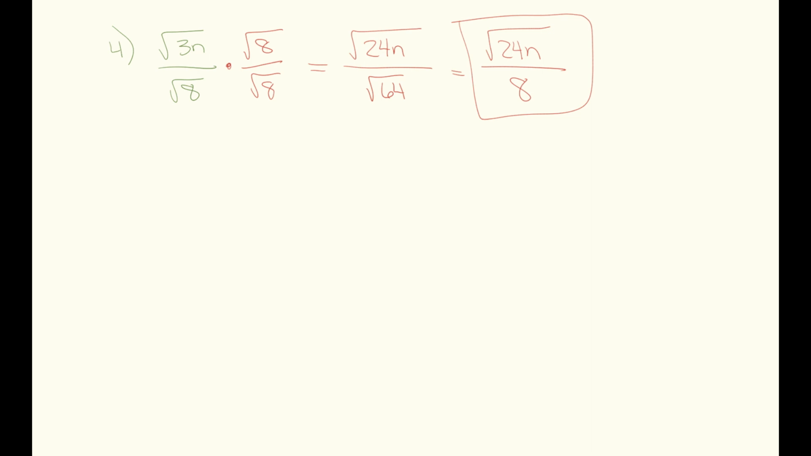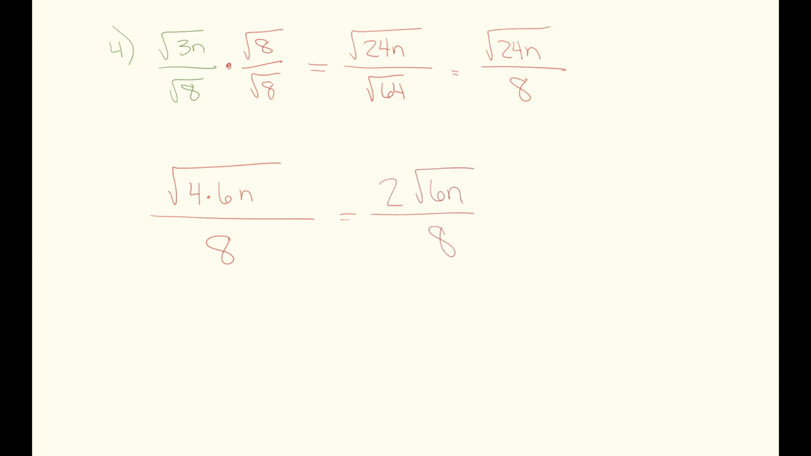However, 24 can be simplified, okay? So this is actually not our final answer. The square root of 24, I'm just going to leave this over 8. The square root of 24, I can say 4 times 6, and then that n. We know the square root of 4 is 2.